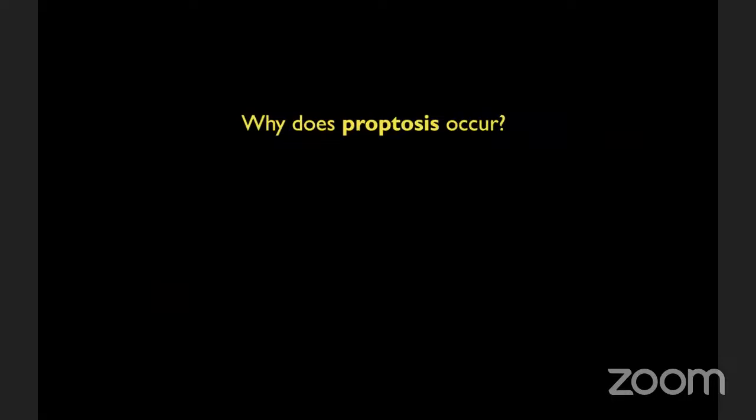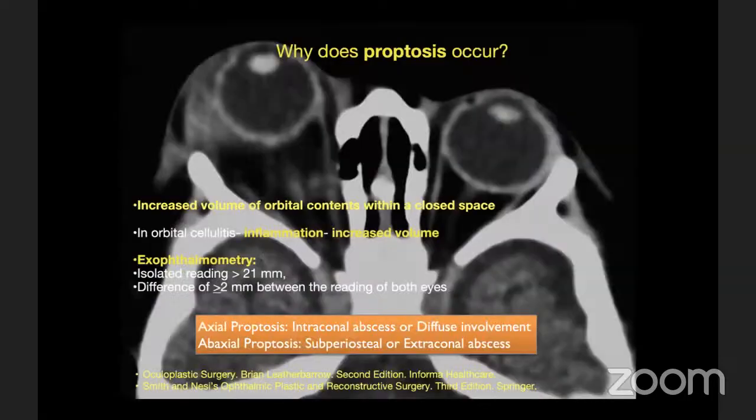Now, why does proptosis occur? So we already said that when there is proptosis, we mean that there is orbital involvement. So when there is any inflammation, there is obviously increased volume of the orbital content. When we speak of inflammation in the orbit, there is increased volume of the orbital content, and that is happening in a very closed space. So that is why, out of the excessive pressure, there is proptosis which is occurring. Now, in orbital cellulitis, the inflammation causes the increased volume, right? And there can be 2 types of proptosis that can occur in case of orbital cellulitis.